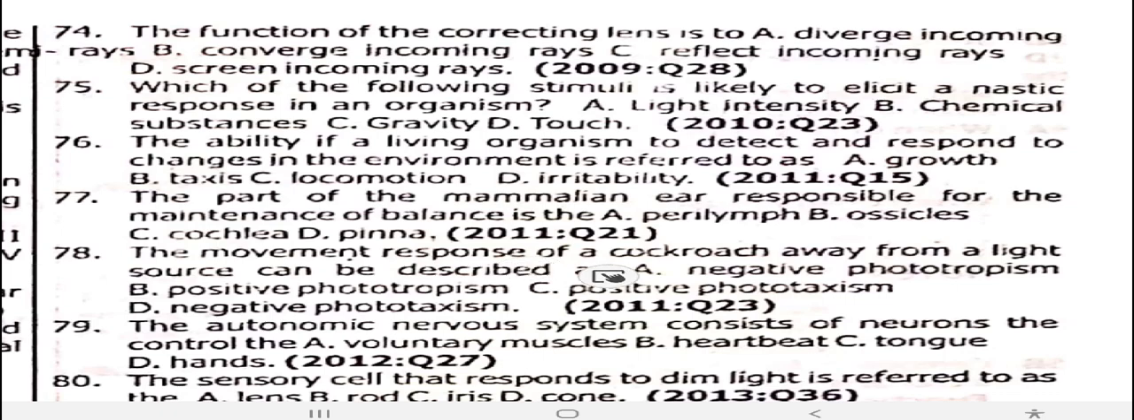78. The movement response of a cockroach away from light. When the thing moves away from light, it is negative phototropism, option D. If the thing moves towards light, positive. If it moves away from light, negative. People used to confuse this thing. If the thing goes to meet light, it's positive. If they come out from where light is, negative. Simple.